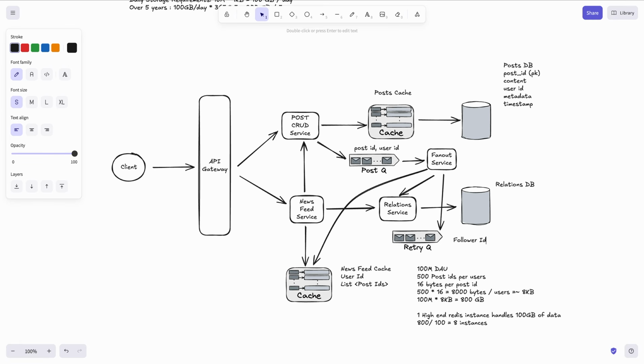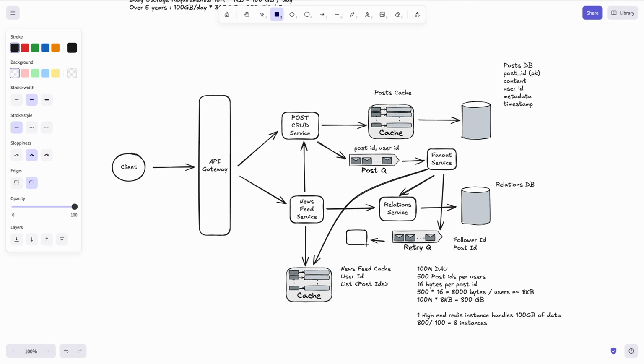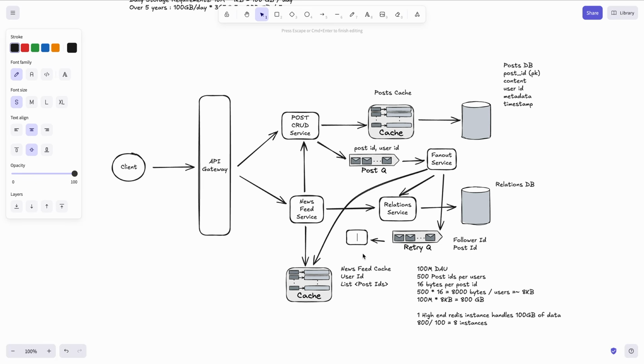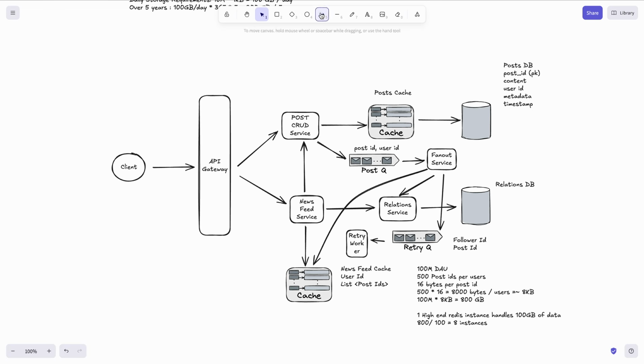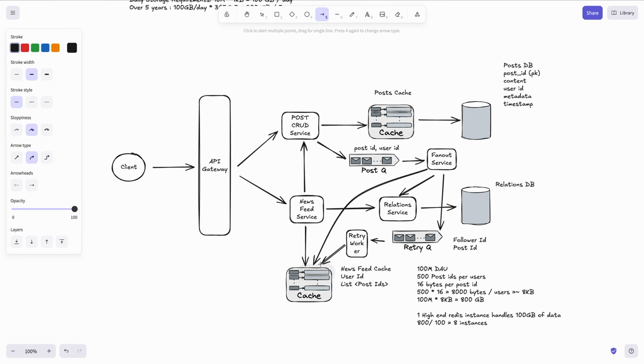It will have this information, follower ID and post ID, and another worker for this queue, let's say it's called the retry worker. This worker would then retry processing of this failed task after a certain delay and add it to our newsfeed cache.